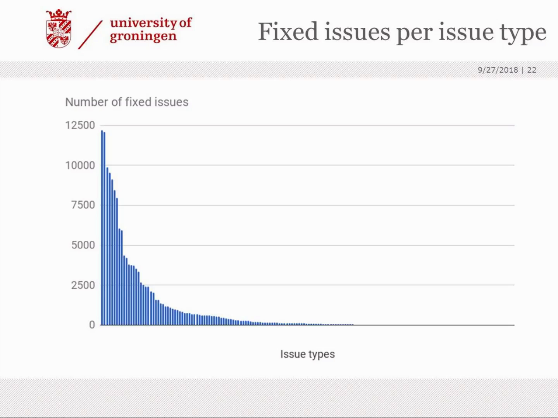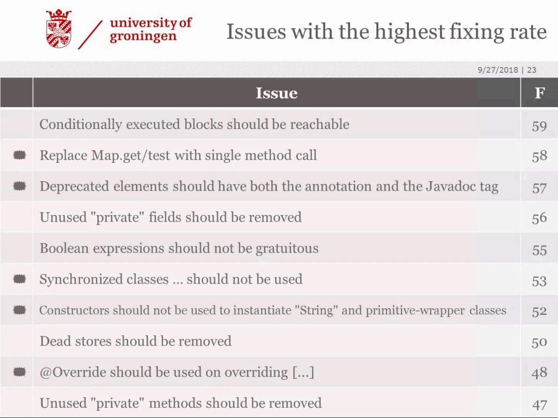This histogram presents the distribution of the number of fixed issues for each type. As we can see, every vertical bar represents one issue type, and the height is proportional to the number of issues that got fixed over time. This is a strongly skewed distribution where a handful of issue types are fixed very frequently, and very few of them are rarely fixed. Would you be able to tell us which ones are mostly fixed? The most, okay, it's the next slide. These are the issues with the highest fixing rate.